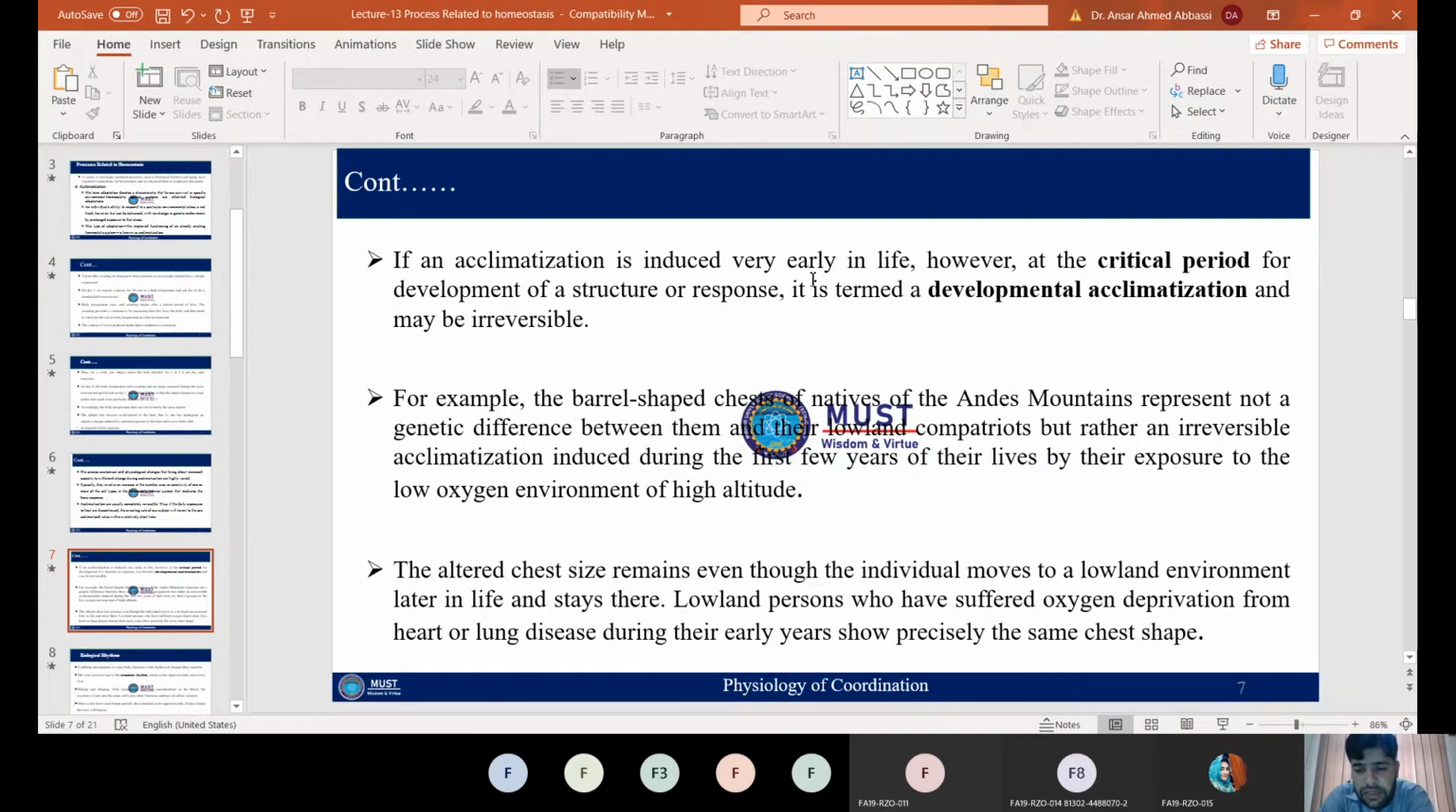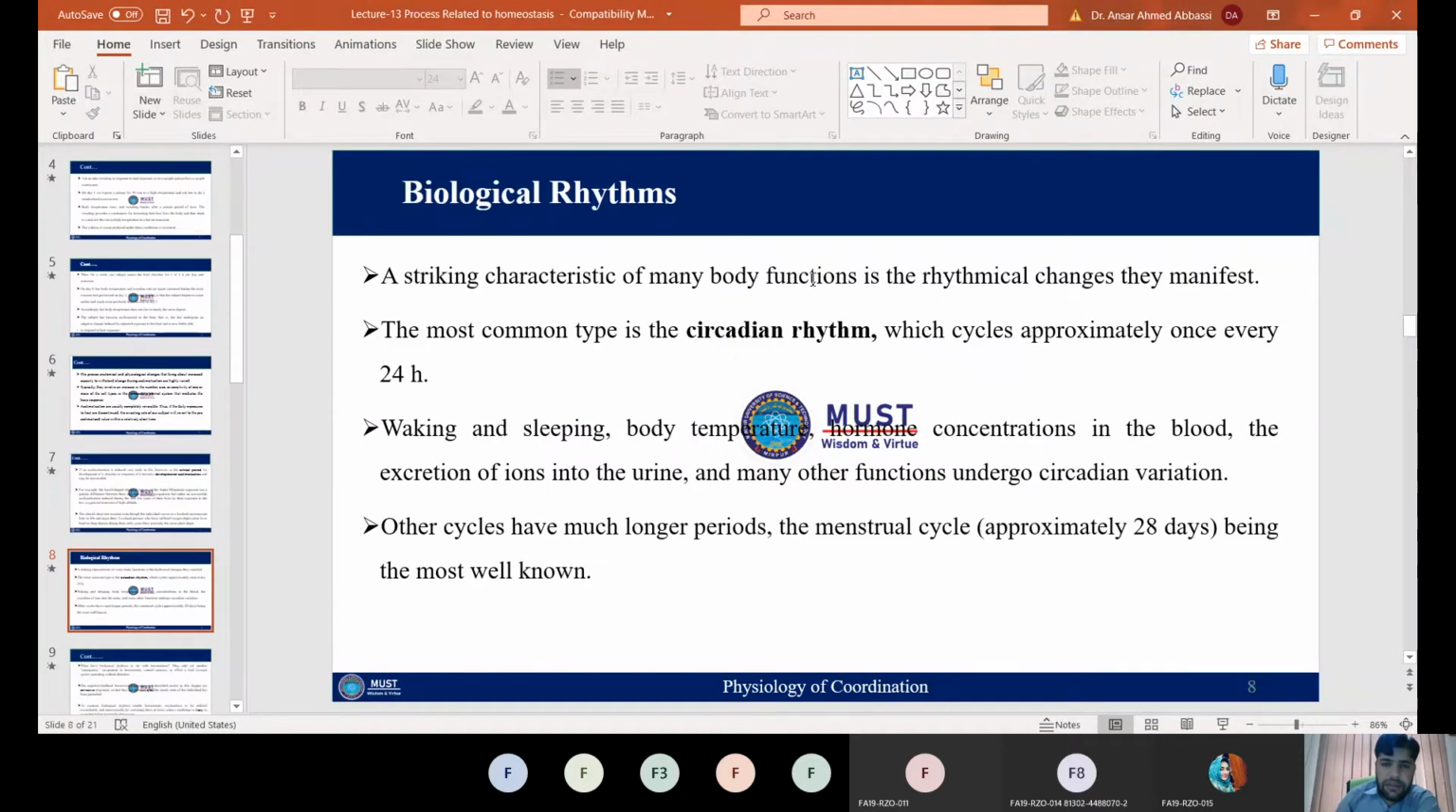So lowland persons who have suffered oxygen deprivation from heart or lung disease can also have the same chest type. Even though they are living in the lowland, due to the oxygen deficiency caused by a heart or lung disease, they can also have a barrel-shaped chest. So this is one important process which is related to homeostasis, that is called acclimatization.